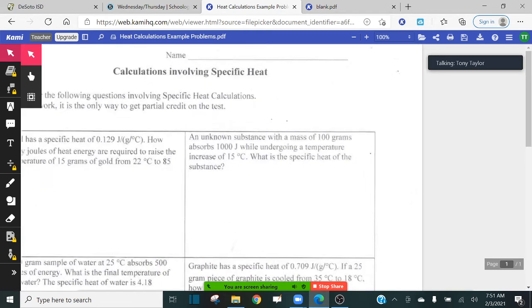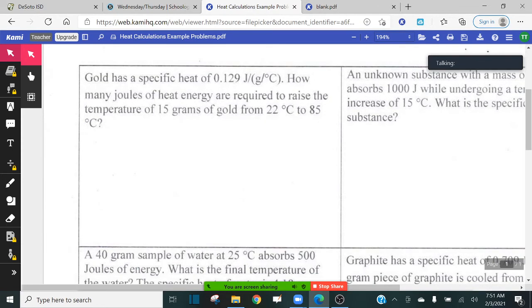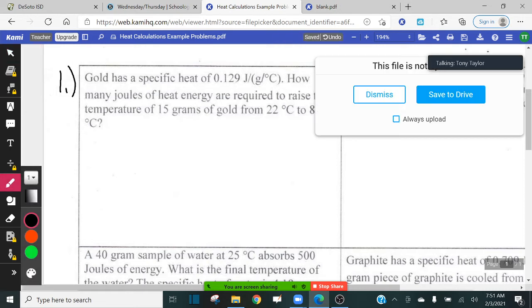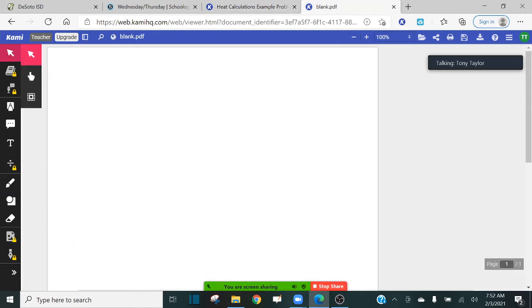Now look at number 1 here. So number one says gold has a specific heat of 0.129 joules per degree Celsius. How many joules of heat energy are required to raise the temperature of 15 grams of gold from 22 degrees Celsius to 85 degrees Celsius? Okay, so let's do this.